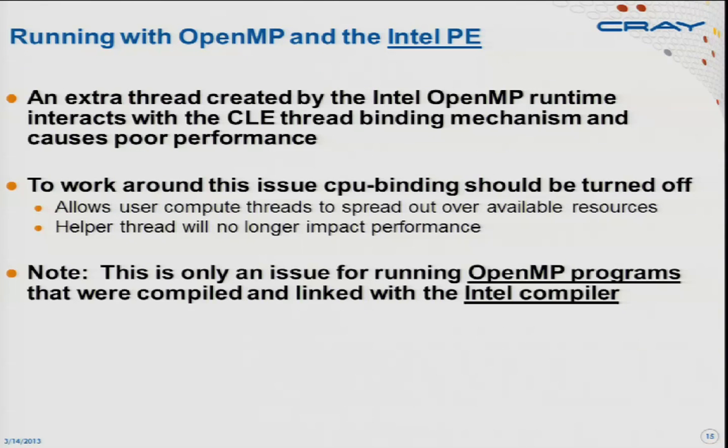Okay. Running OpenMP in the Intel PE. Intel hit on this a little bit. I'm going to pick on Intel a little bit here, because really, in my view, there's a problem with the way Intel implements OpenMP. While they don't really come out and say it, what actually happens is the Intel OpenMP implementation, the first time you hit an OpenMP region, creates a helper thread. It says, here's a helper thread.